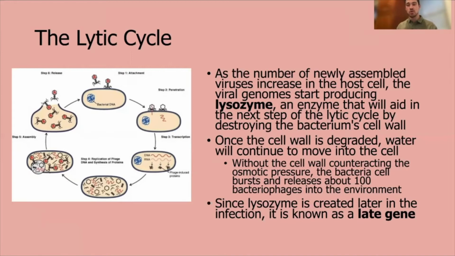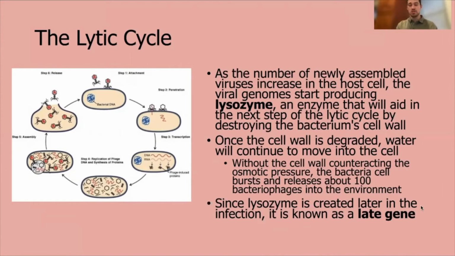But when there's no more cell wall, water is going to continue to move into the cell, and it's going to continue to push out on the cell membrane. And the cell membrane does not do a great job of containing water. So without the cell wall counteracting that osmotic pressure, the bacteria cell bursts, it lyses, it dies, and it releases about 100 bacteriophages into the environment.